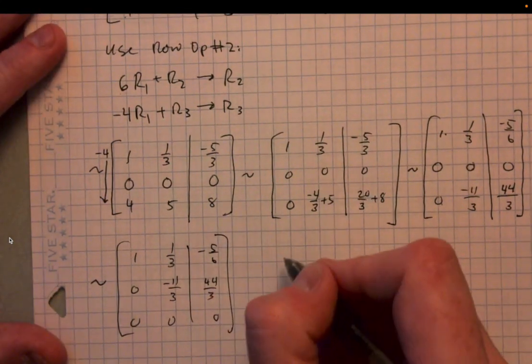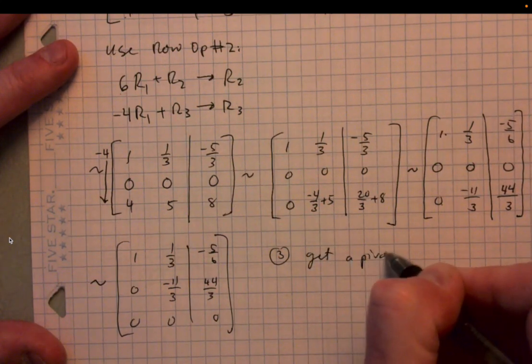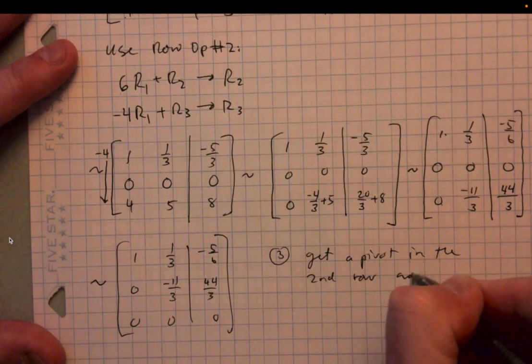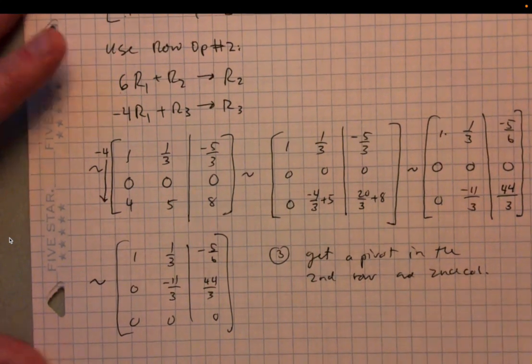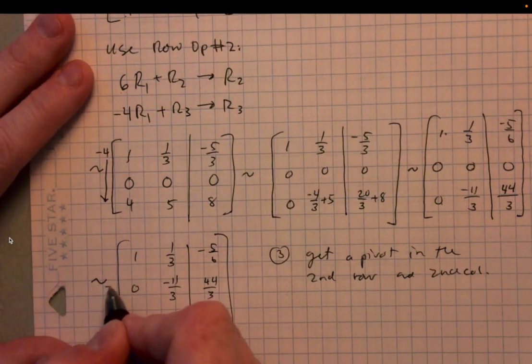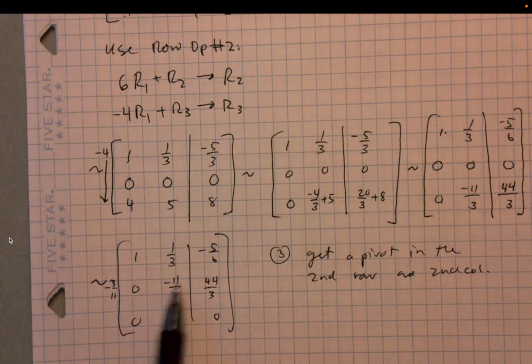Okay, and so let me write this in step 3 here. Get a pivot in the second row and second column. Whenever I'm trying to get pivots, the only way to do it is to multiply by a scalar, right? So in this case, I'm going to multiply by -3/11, aren't I? Just multiply by the reciprocal there. That'll make this a 1, and this will be 44 over -11.